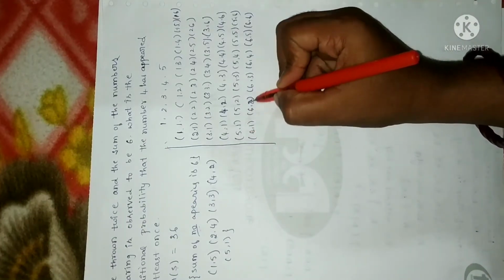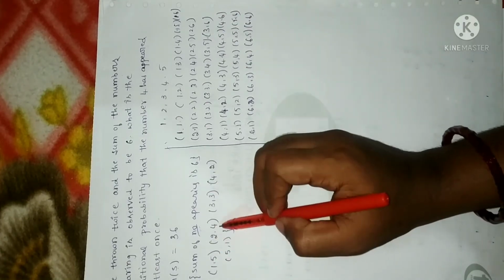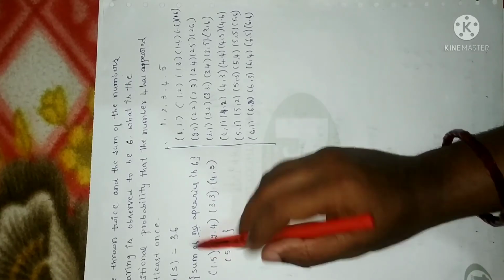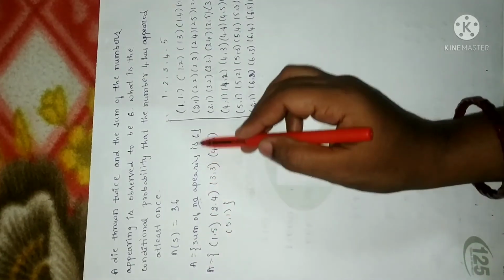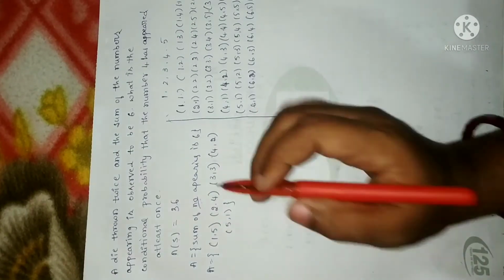Apart from these 5 possibilities, you cannot get 6 when you add two numbers. See here, 6 plus 2 will never give 6. 5 plus 4 will never give 6. 4 plus 5 will never give 6. So only with these 5 possibilities, when you add two numbers, you will get 6. So that is the event A, that the sum of the numbers appearing is 6.